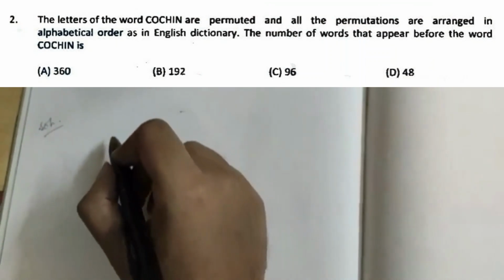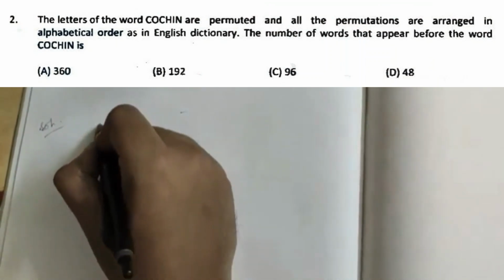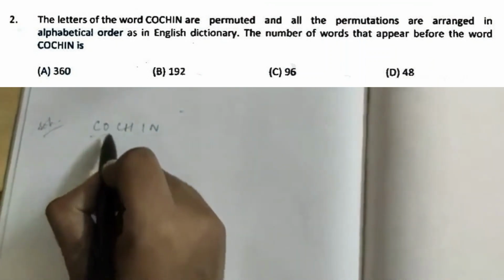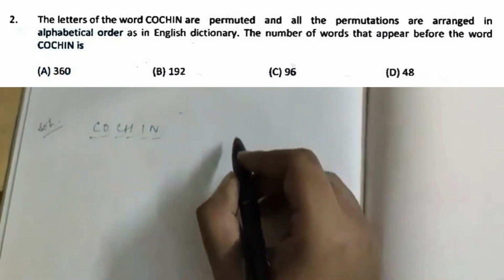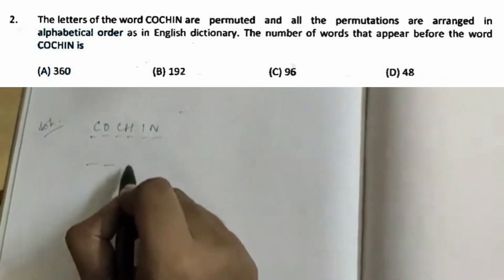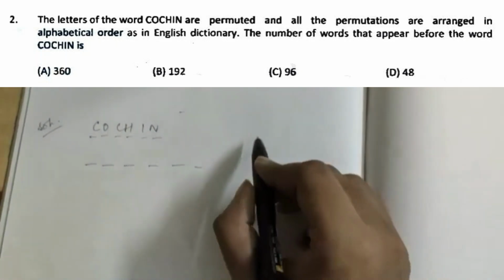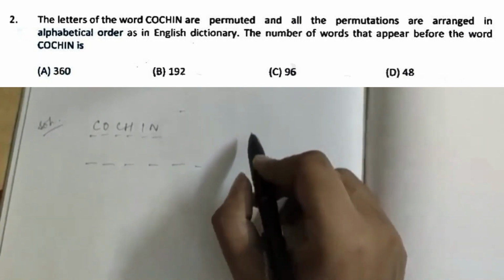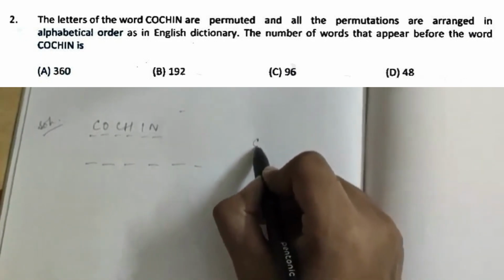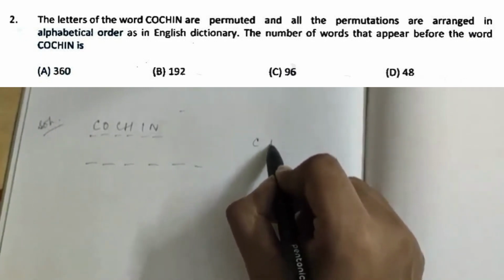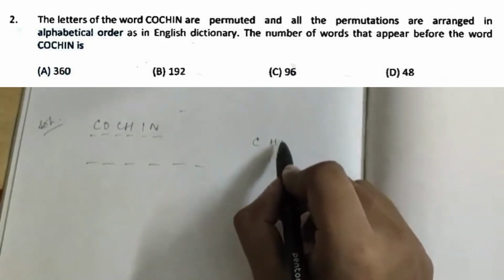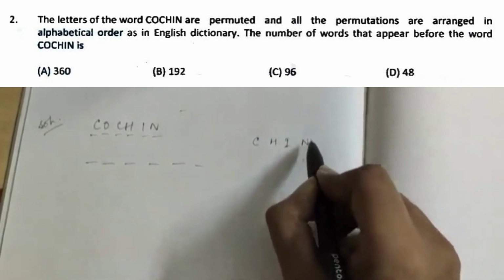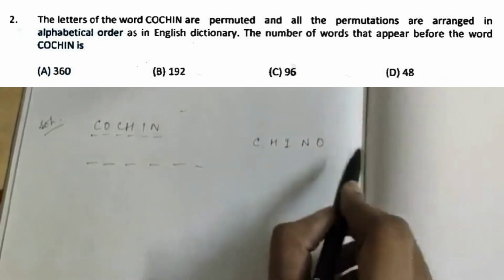And in question B, it's been said that in the word COCHIN, you can see there are 1, 2, 3, 4, 5, 6 places. There are 6 alphabets, and in the dictionary alphabetical order, first comes C, then comes H, then I, then N, then comes O.